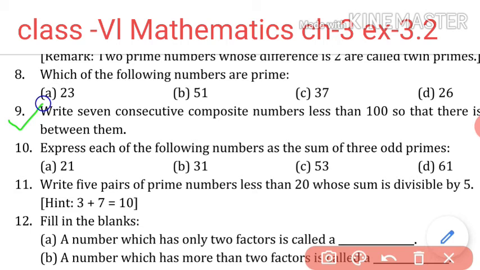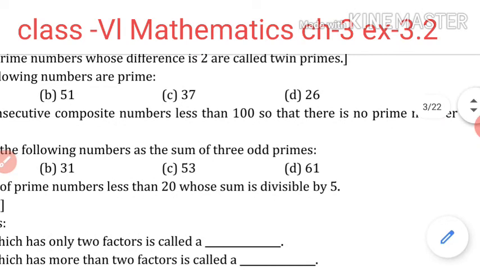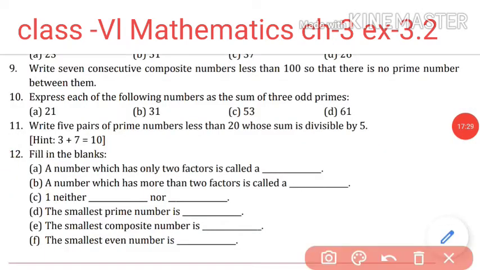Now question number 9. Write 7 consecutive composite numbers less than 100 so that there is no prime number. I will read out the question again. Write 7 consecutive composite numbers. Okay, consecutive means one after another. The numbers will be one after another. Composite numbers less than 100, but the number should be less than 100, so that there is no prime number between them.